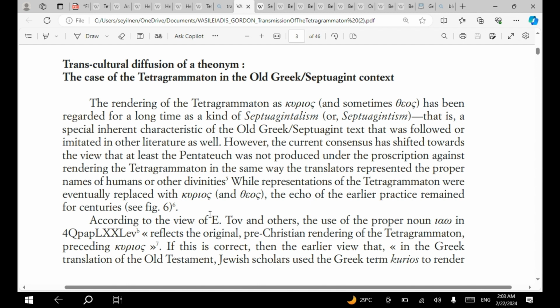According to the view of Tov and others, the use of the proper noun in 4Q paper LXX Leviticus, LXX is the abbreviation for the Septuagint, right, reflects the original pre-Christian rendering of the Tetragrammaton preceding the Kyrios. They give them the Tetragrammaton.